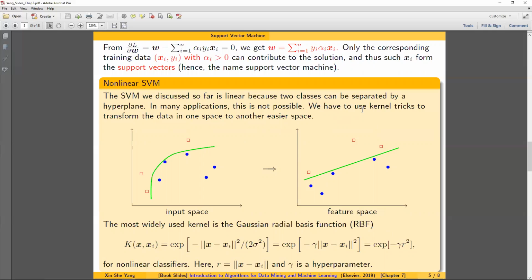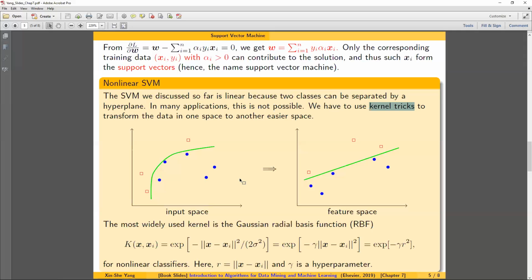So we have to use something called kernel tricks to transform the original data from one space to another, easier space. If you think about what we have on the left-hand side of the chart, it's just impossible to find a linear hyperplane to separate those two sets of observations. Then you can use kernel tricks to transform to what's shown on the right-hand side. Now it's separable. You are able to find the hyperplane. So the kernel trick is basically a transformation.